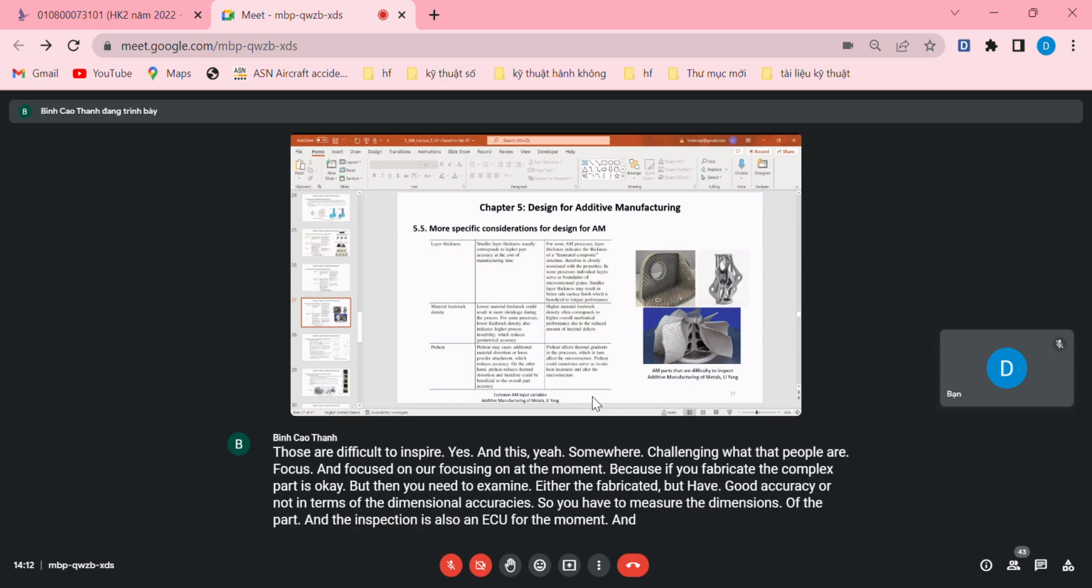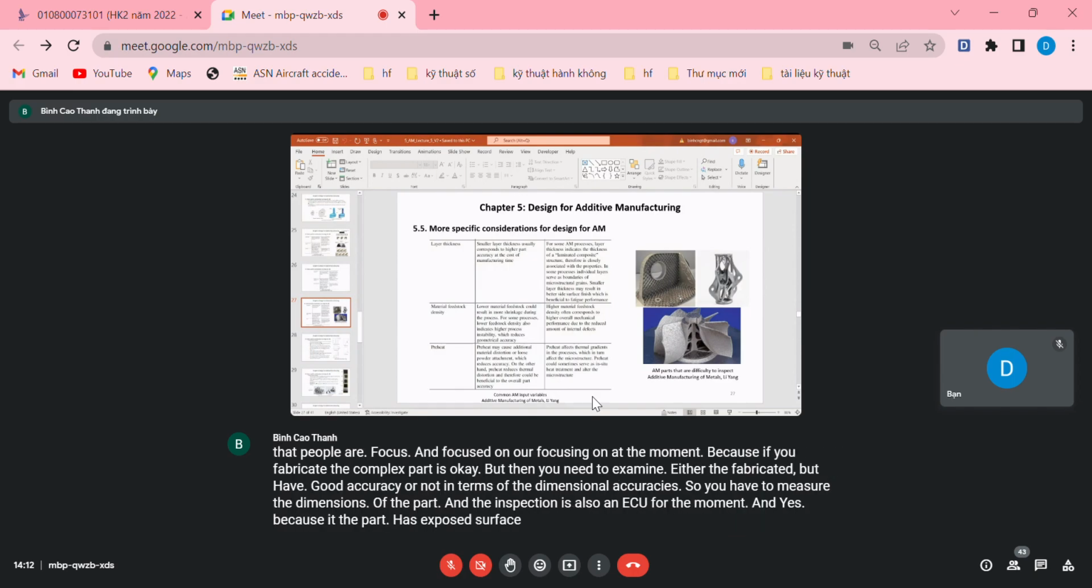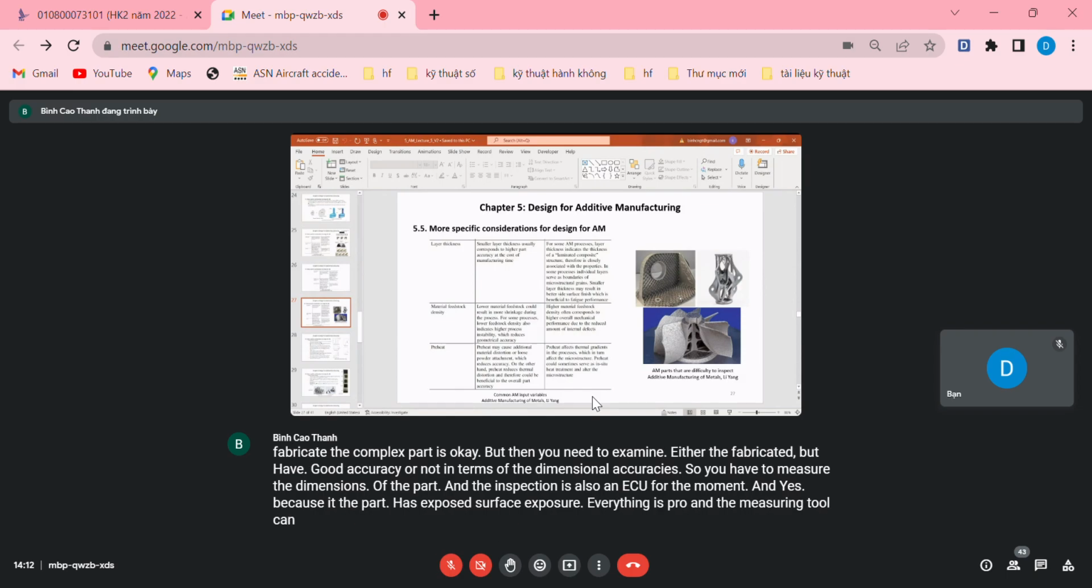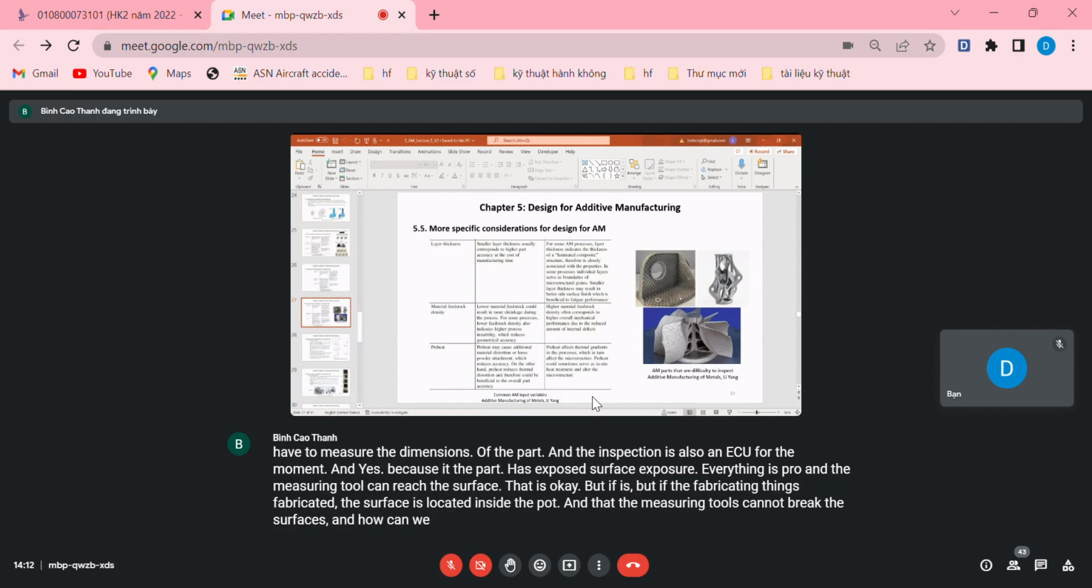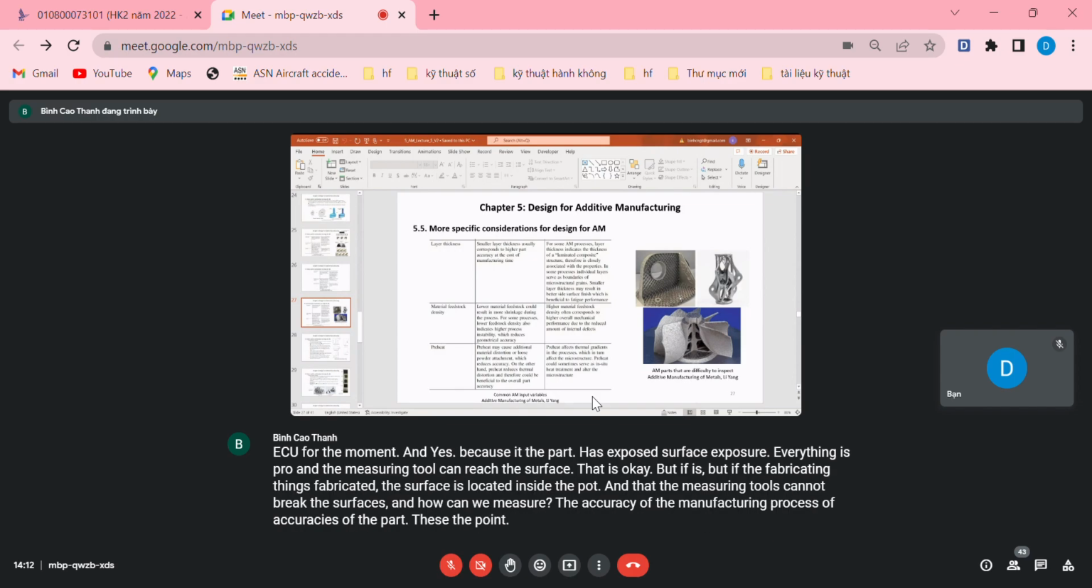Because if the part has everything exposed, and the measuring tool can reach the surface, then it's okay. But if the fabricated surface is located inside the part, and the measuring tools cannot reach these surfaces, how can we measure the accuracy of the manufacturing process, or the accuracies of the part? Yeah, this is the point.